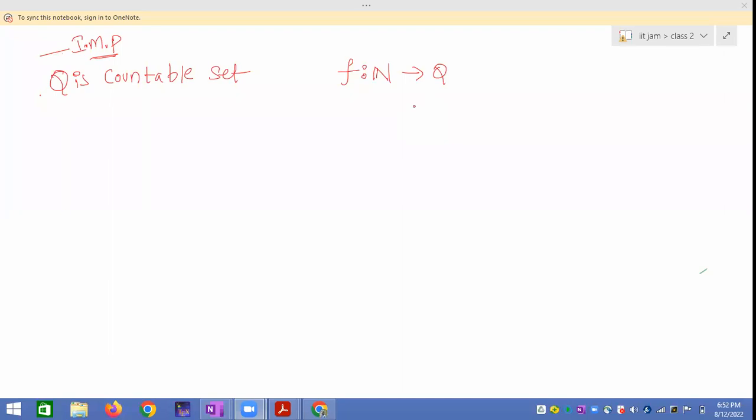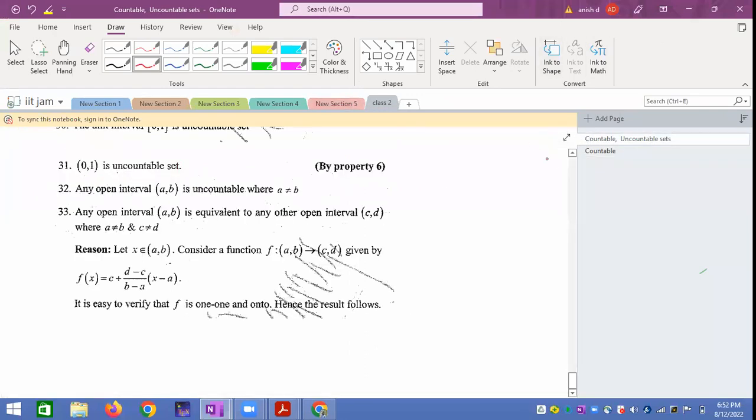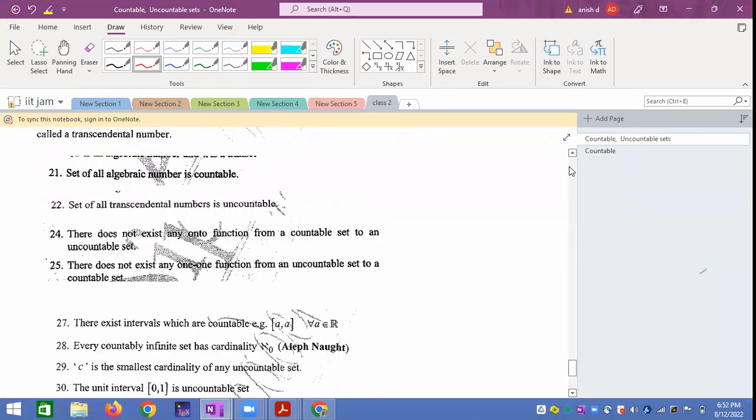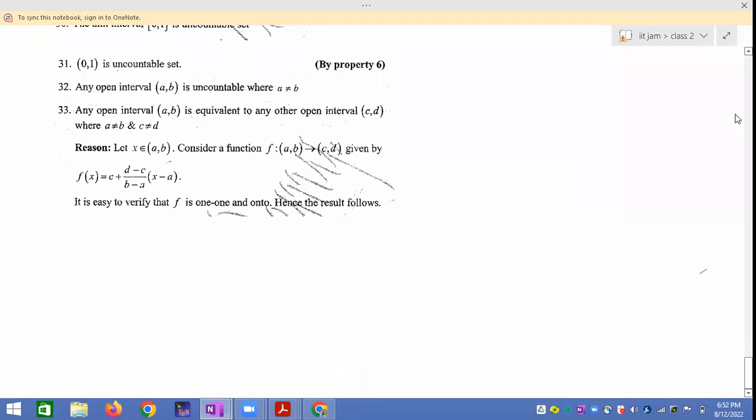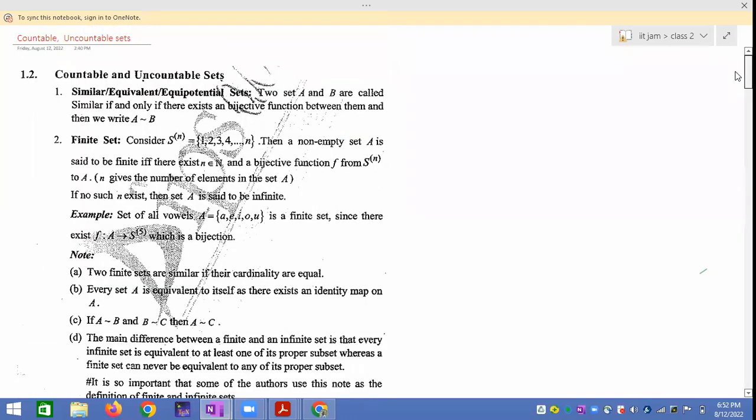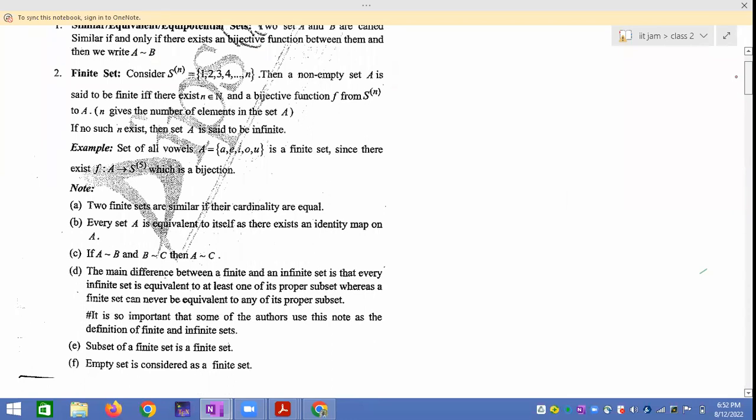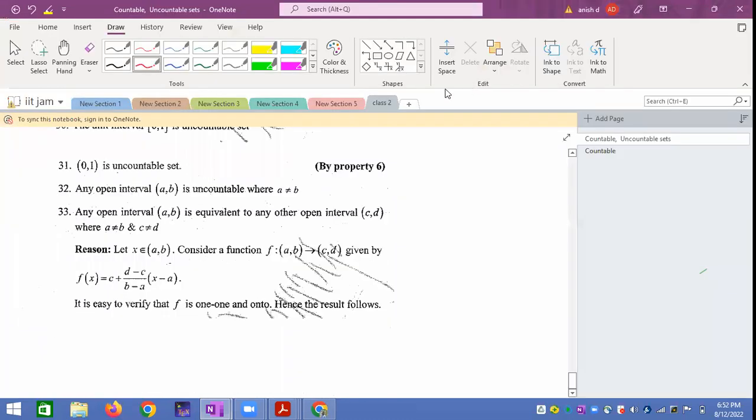Q is countable. Sir, is it possible to have Venn diagrams for Q? Using Venn diagrams, how to associate the elements into Q? N is the set of natural numbers, and N is inside Q. Q is another set, B suppose. And for mappings, how to show the arrow marks?